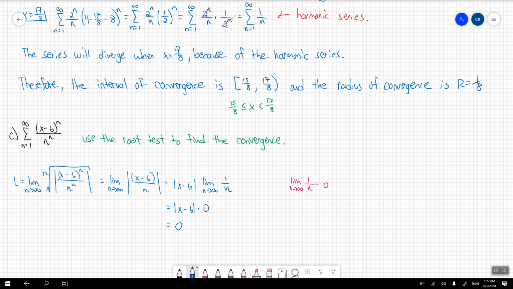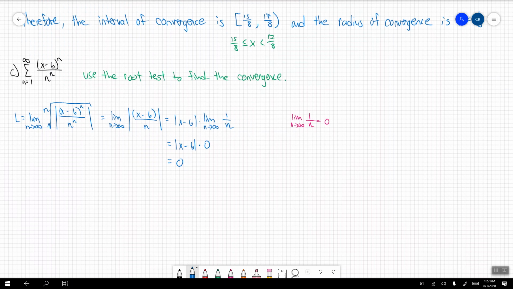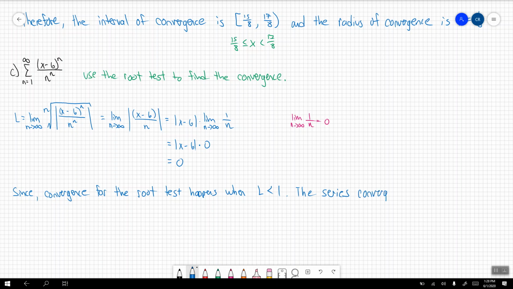So what does that tell me? Well, since convergence for the root test happens when L is less than 1, the series converges for every x value.